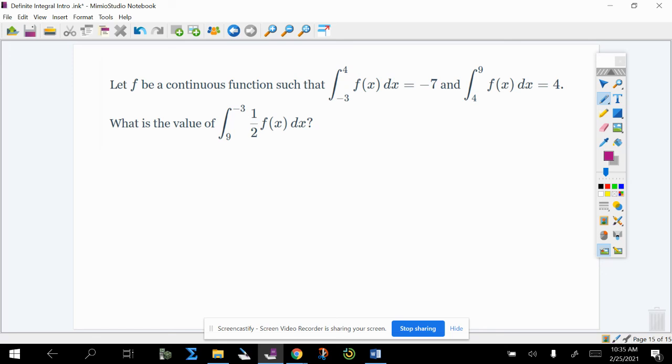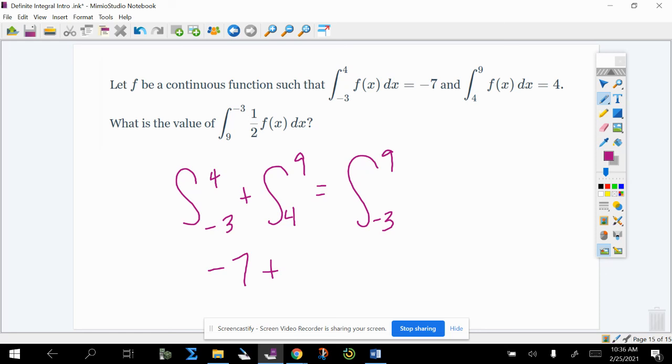So this one gives us what happens from negative 3 to 4, from 4 to 9, and asks us what happens from 9 to negative 3 of a half of that function. So again, part plus part equals whole. So if I go from negative 3 to 4, and then I go from 4 to 9, I will get from negative 3 to 9. So from negative 3 to 4, I know that it's negative 7. And from 4 to 9, I know it's 4. So if I add those up, I know that from negative 3 to positive 9, I get negative 3.